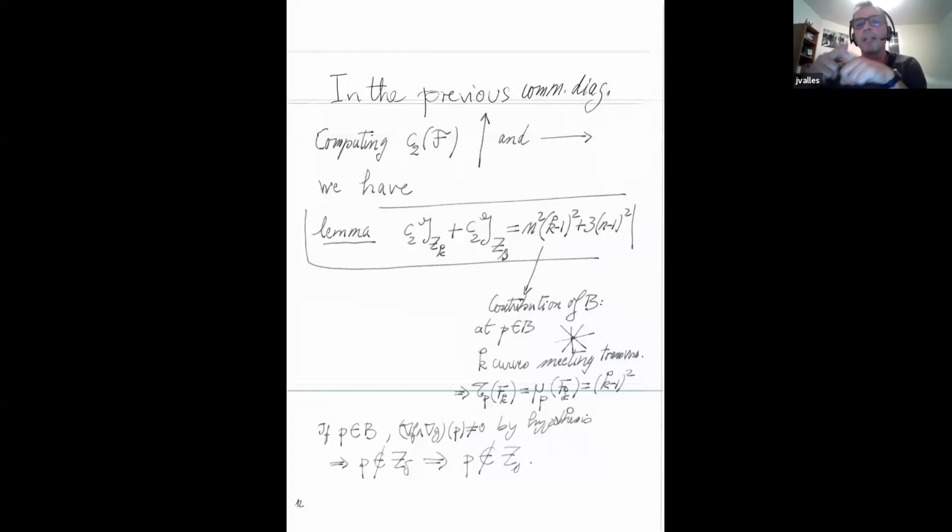If you take k branches passing at one point, the contribution is (k-1) squared. Since you have n squared points, you have a contribution of n squared (k-1) squared. So this contribution is exactly the one along B, the one given by the union of k curves at B. And so the other one, (3n-1) squared.